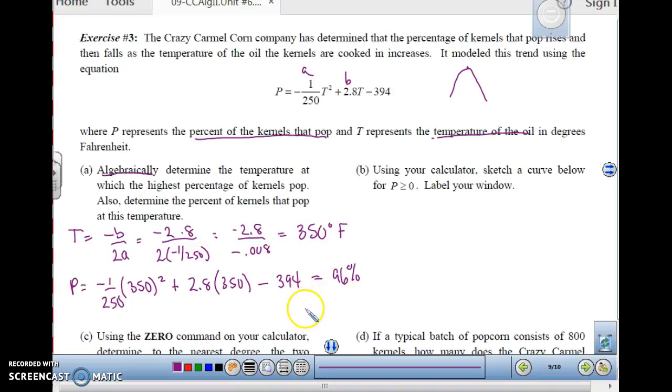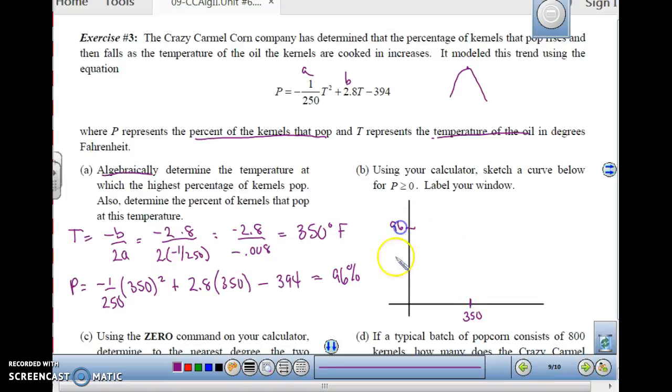Okay, so if I was going to sketch a curve for P is greater than or equal to 0 and label your window. All right, so here is my curve. I know it's going to look like this. All right, so I want to sketch for P is greater than or equal to 0. So if I know my maximum is at 350 degrees when 96% of the kernels are going to pop, I know that 350 has got to go in the middle. And my maximum, 96, would be up here.